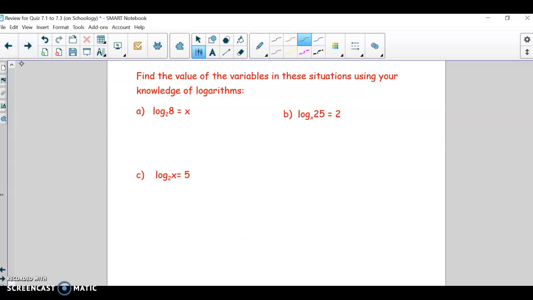Okay, so let's do a few log questions too. So you just got to think about what that word log means, and then find X in these different situations. Pause the video, give it a shot.